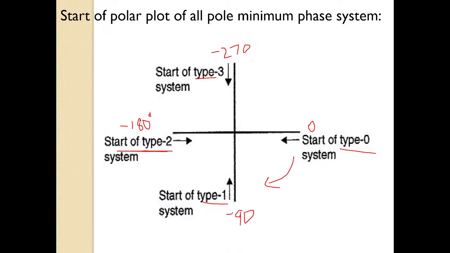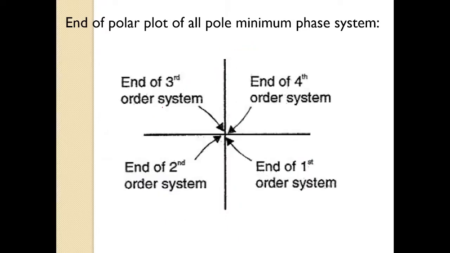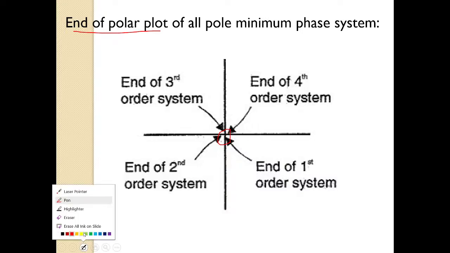Here, why am I considering these as minus angles? Because I am moving in the clockwise direction. Now, where will these polar plots end? All the polar plots will usually end at the origin, except some typical cases.